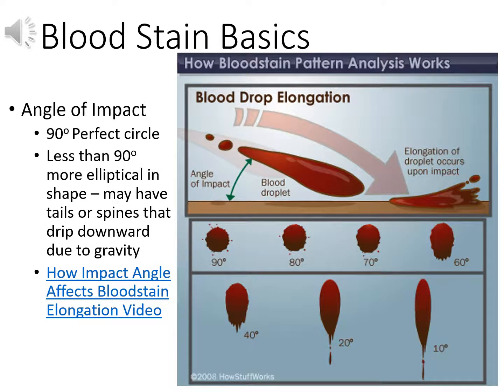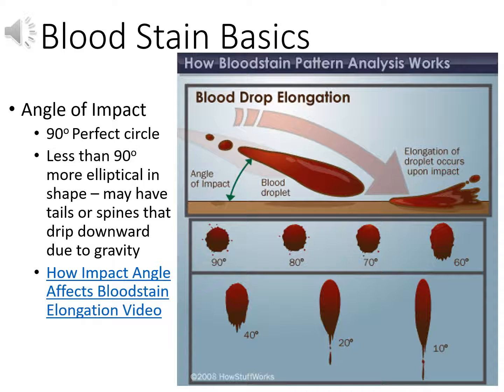Now let's consider the angle of impact. If the blood drop falls at a 90-degree angle, then we'd expect a perfect circle. Of course, there's no such thing as a perfect circle, but we're going to get a much more circular blood drop at 90 degrees than for lower angles. So if we're less than 90 degrees, we're going to get more elliptical in shape.